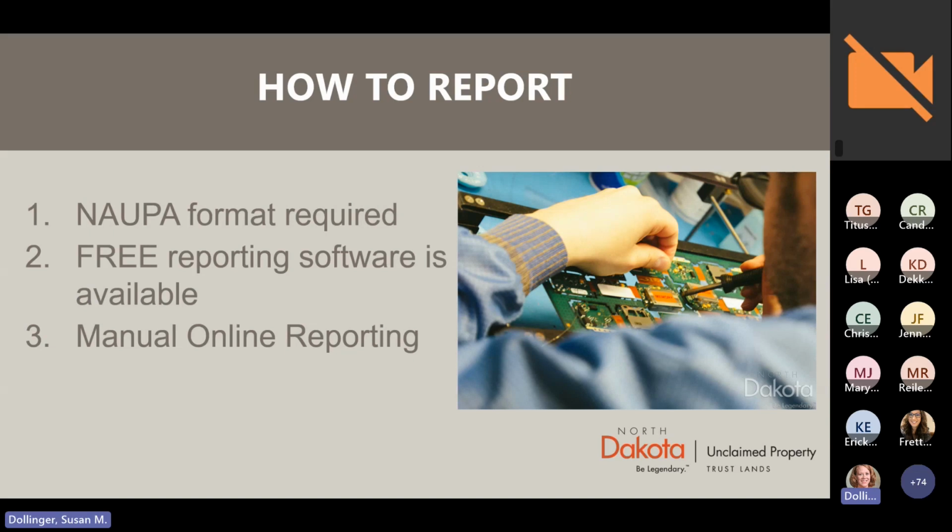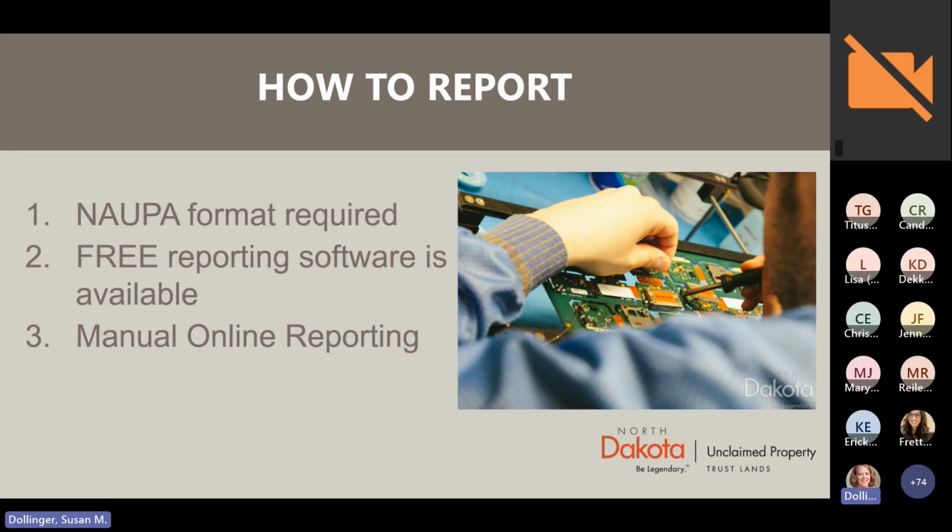North Dakota Century Code 47-30.2-22 outlines what must be contained in the report. First, the law requires that the report be submitted electronically. That's in the law, in the Century Code. Second, the administrative code, which for us is 85-03-02, defines that the report must be in the standard NAUPA format and what owner information must be contained in the report.